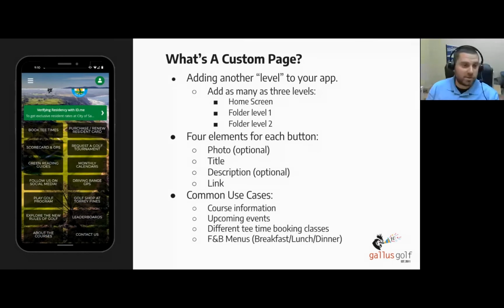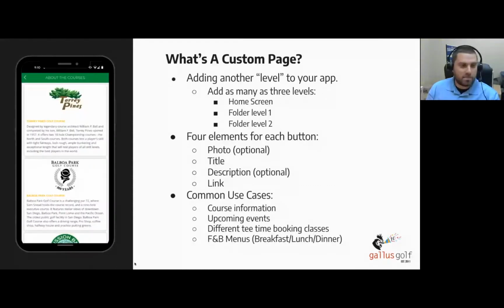Well, first we're going to show you. So on the left, as you can see, this is now an example of the homepage. Now I'm going to click on About the Courses, which is in the bottom left-hand corner, right there. Now we're going to click on that button, and it's going to bring us to the next level, which is the first custom page, which is every course.